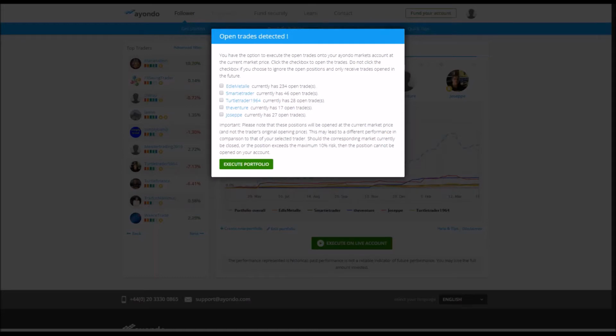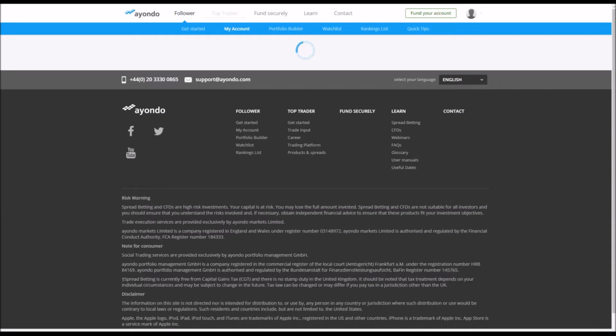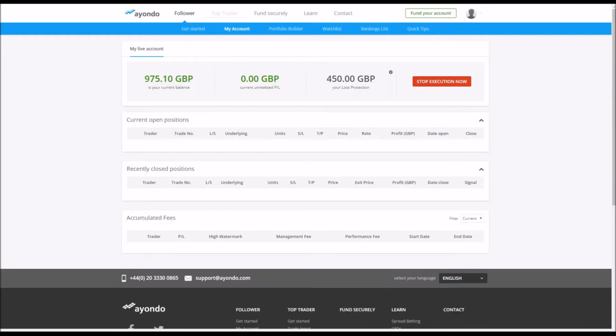So what I want to do is follow any future trades. I've got no interest in mirroring their existing open trades, but if Giuseppe buys the Dow in half an hour, I want that trade done on my account. Click on Execute Portfolio, and we are go. Or we should be going in a minute. There we go. So that's it. It's up and running. So now my account with £975 in it is following these traders.